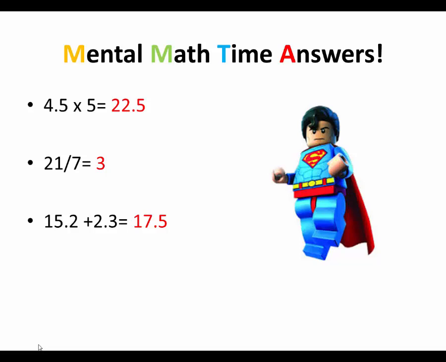And then we have 15.2 plus 2.3. And again, you always have to add and line up your decimals. So when you're adding decimals, you always have to line them up. Same with subtraction. So go ahead, you would have to line up 15.2 plus 2.3, and that would give you 17.5. So those are your answers to the mental math time.